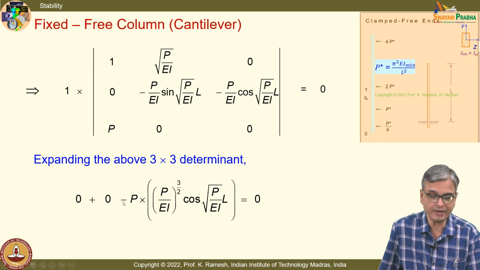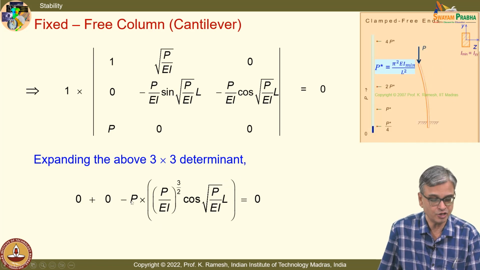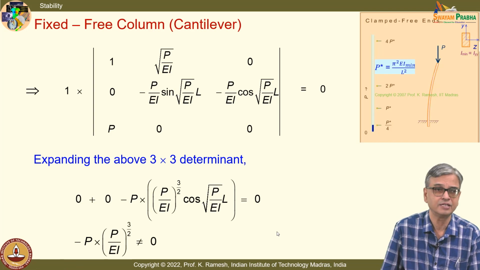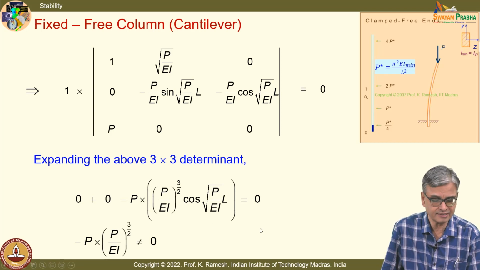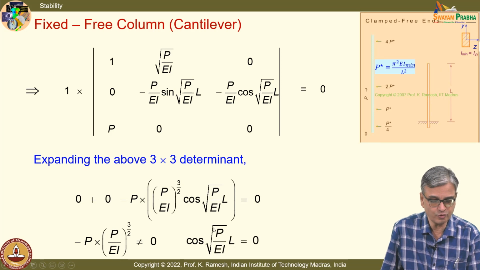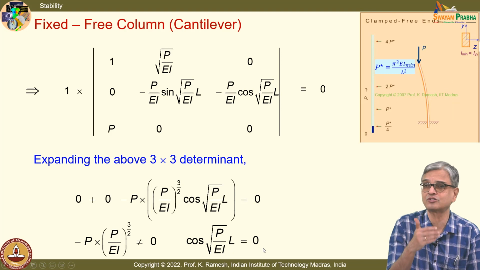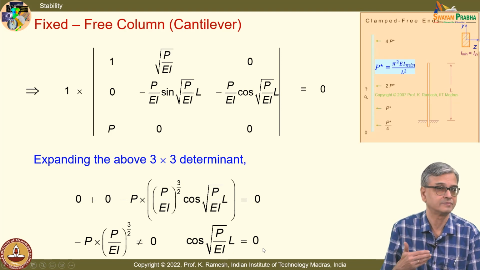See, P is the applied load and EI is the bending rigidity. So, P multiplied by (P by EI) whole power 3 by 2 cannot be 0, because it is a non-zero quantity. So, this tells us that cos square root of (P by EI) L should go to 0. So, that helps us to construct the solution. Fine.